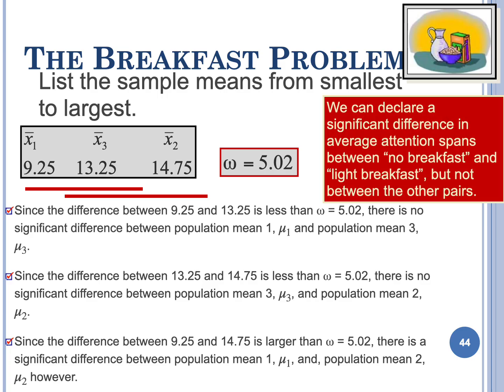In summary, we can declare a significant difference in average attention spans between no breakfast and light breakfast, but not between the other pairs. Okay, so I will stop this session, and I will start a new session that describes Tukey's method from a more mathematical point of view.